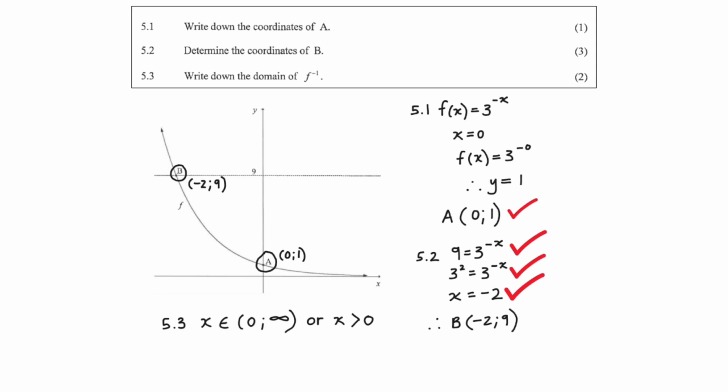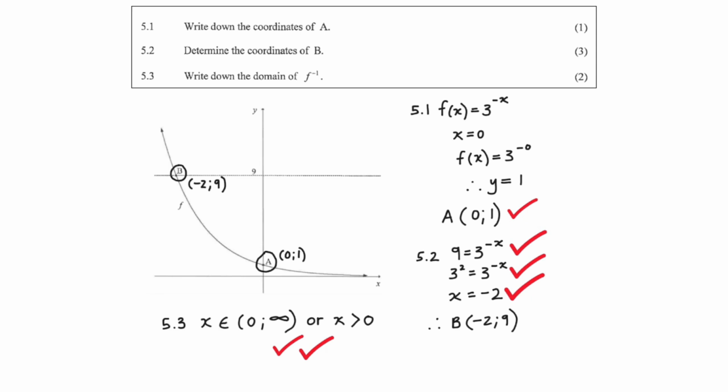Let's look at the mark allocation. For this question, you get 2 marks for the final answer. In question 5.1, some students swapped the coordinates and gave the answer as (1, 0). So be careful when you write down the coordinates that you put 0 at the x coordinate and 1 at the y coordinate. In question 5.2, some candidates wrote 9 as 3 to the power of 3.